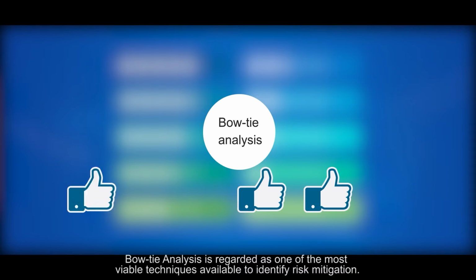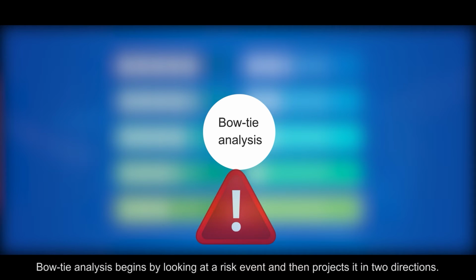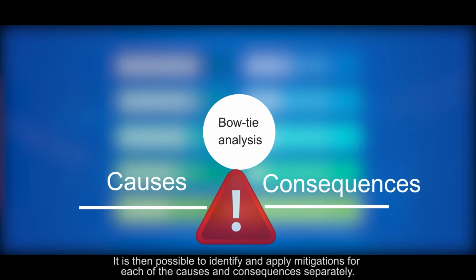Bowtie analysis is regarded as one of the most viable techniques available to identify risk mitigation. Bowtie analysis begins by looking at a risk event and then projects it in 2 directions. All possible causes of the event are listed on the left, and all possible consequences of the event are listed on the right. It is then possible to identify and apply mitigations for each of the causes and consequences separately.